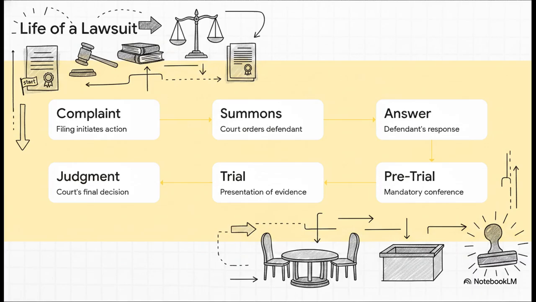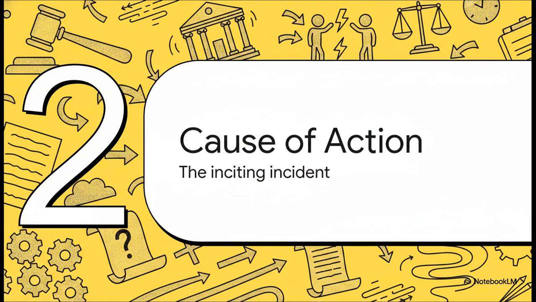And here is what that journey looks like from a bird's eye view. The timeline of an ordinary civil action flows from the complaint to the summons, the answer, the pretrial, the trial itself, and finally, the judgment. Moving right along to Section 2, the cause of action.